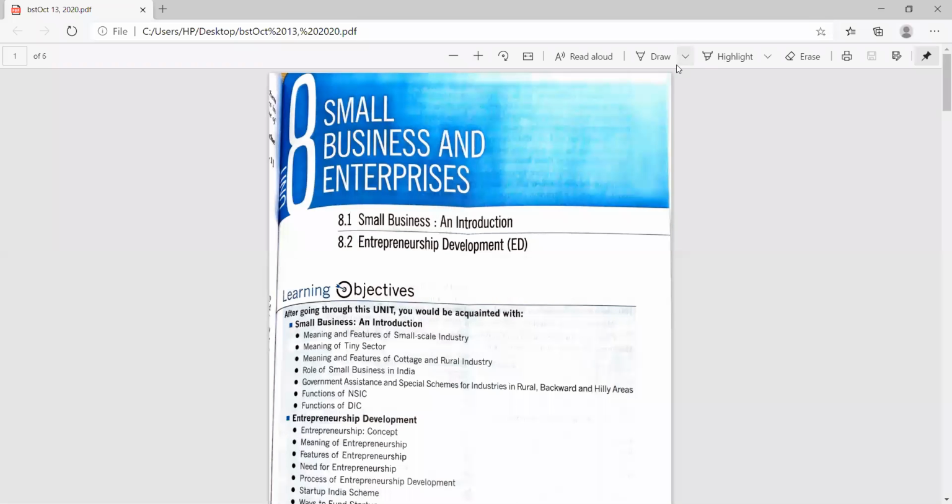Let's continue the syllabus. Previously, we have completed our 7 units, and today we are going to start our unit, that is small business and enterprises. In this unit, you will come to know about two concepts. One is small business, and another is entrepreneurship development.